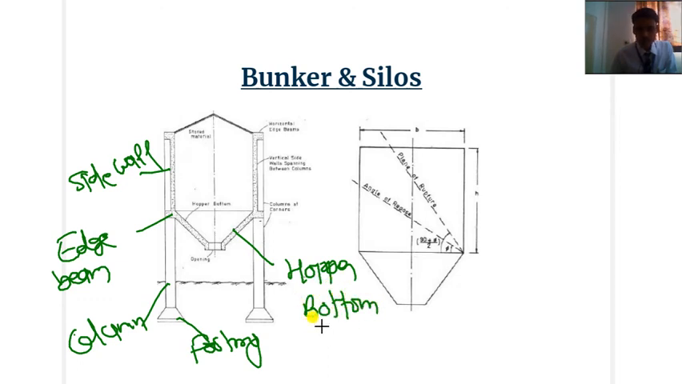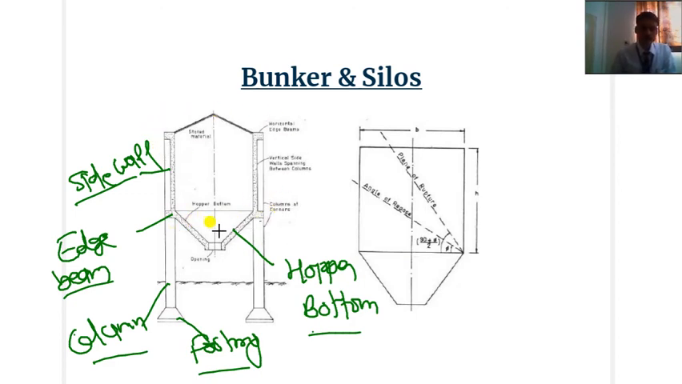These five are the important parameters or basic components for the storage bins. And at the time of designing the storage bin like bunker and silo, we have to design individually the side wall, edge beam, hopper bottom, column, and footing. By designing these five components individually, we can design completely the storage bin like bunker and silo.